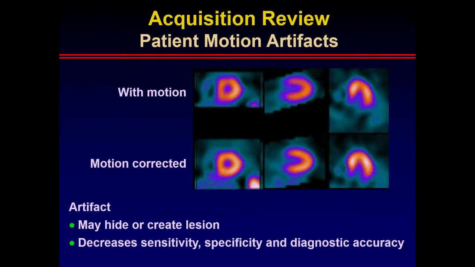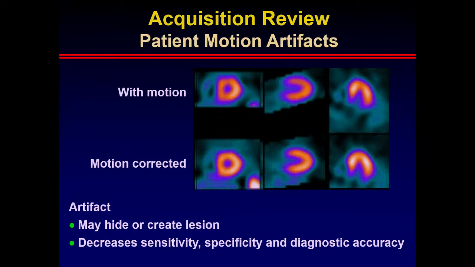So this is looking at motion. This is a patient on the top with motion, and this is after motion correction. And remember that motion artifacts can hide or create perfusion abnormalities. So it's not like they always create them. They can also hide them because of blurring from the motion artifacts. And so it's very important that we try to avoid motion.